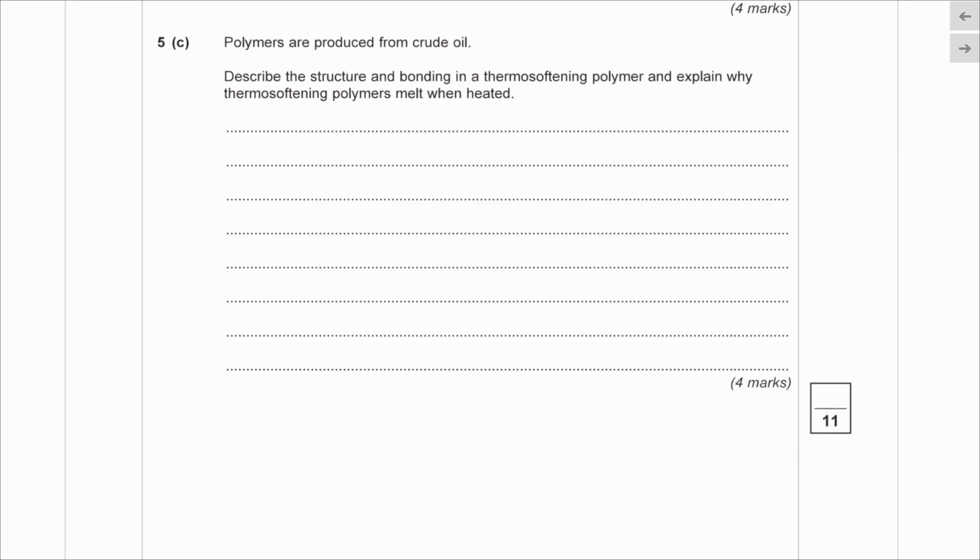Describe the structure and bonding in a thermosoftening, let's underline that, thermosoftening polymer, and explain why thermosoftening polymers melt when heated. Alright, so the plastics or the polymers that you get from crude oil are made up of hydrocarbons. Okay, so I'm going to say large hydrocarbon molecules make up the polymer.